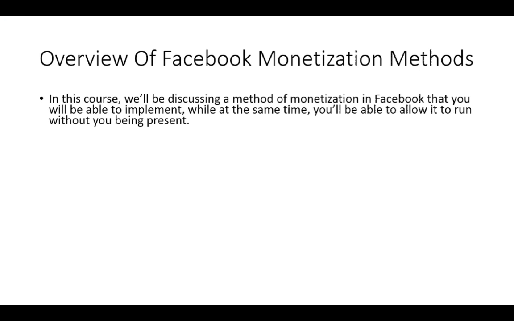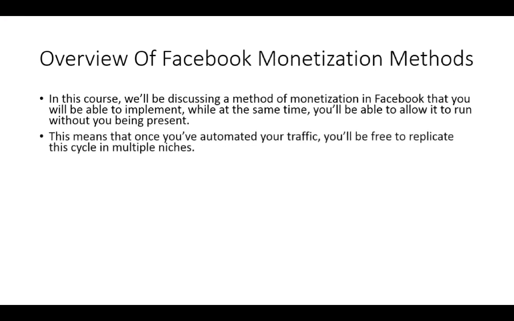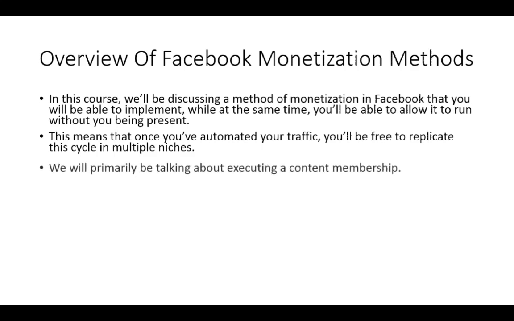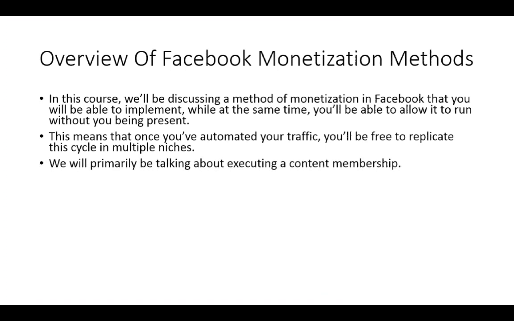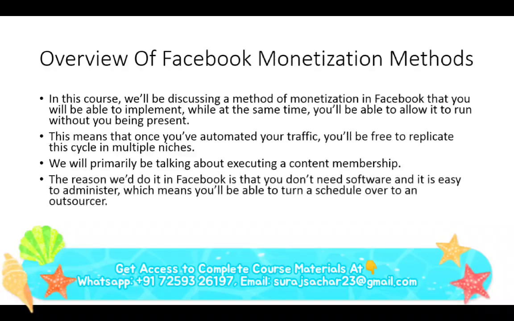So in other words, what you're really trying to do is to set up an income stream that will eventually run without you. Now, this means that once you've automated your traffic, you'll be free to replicate this cycle in multiple niches. And what we'll be primarily talking about in this course is executing a content membership inside of Facebook. And as you know, Facebook being a place with a massive amount of traffic, you'll be able to not only utilize the traffic that's already there, but you'll also be able to take advantage of some of the features that Facebook will offer you to be able to put a private membership into motion.